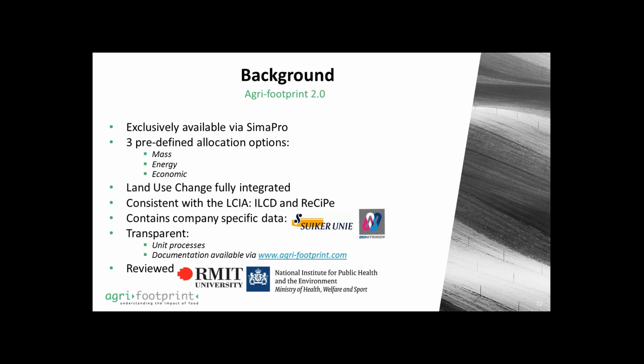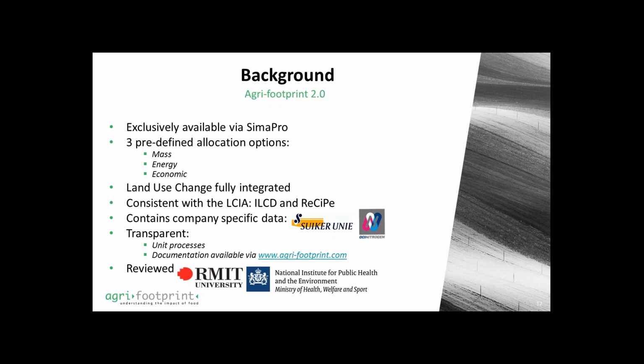So what Paula already said, it is exclusively available via SimaPro. The new version of Agri-footprint is available when you update your license to the new version. And Agri-footprint is a life cycle inventory database of agricultural and food processes. So what is included is cultivation, fertilizer production, transport processes, but also the transforming from plant production to refined products.